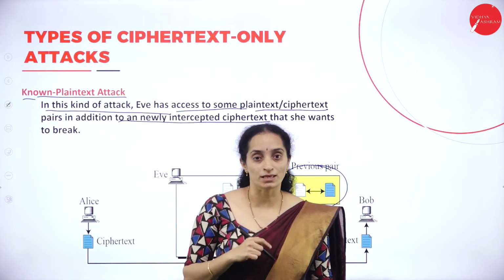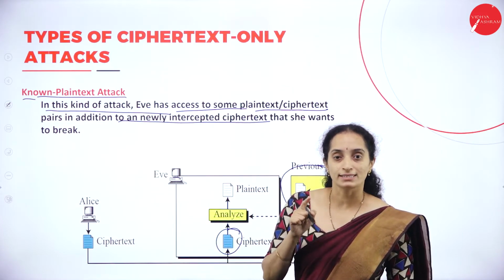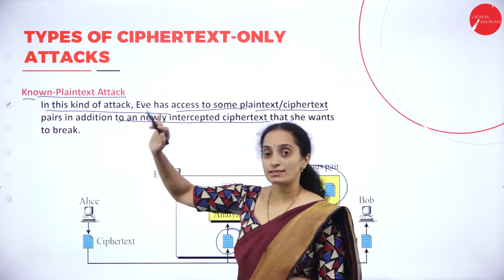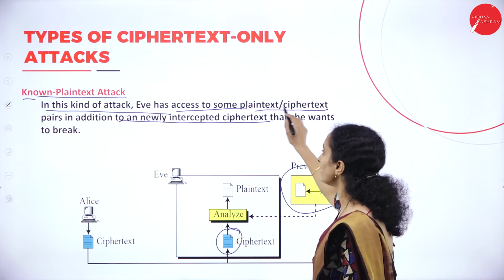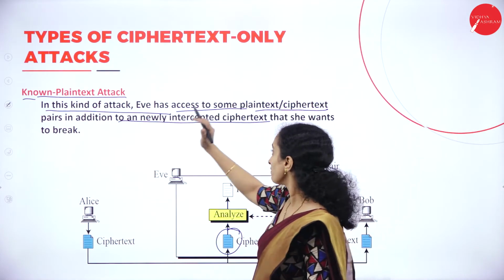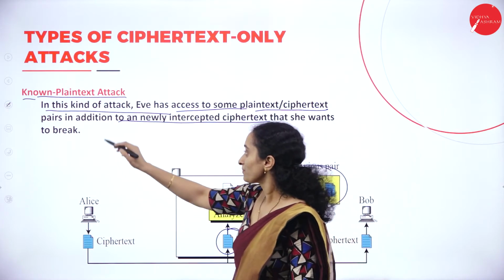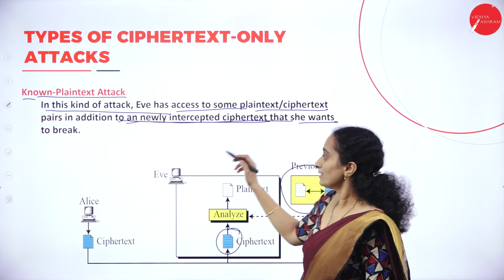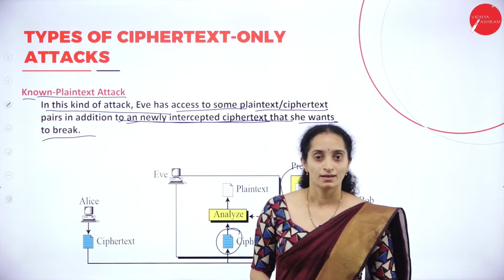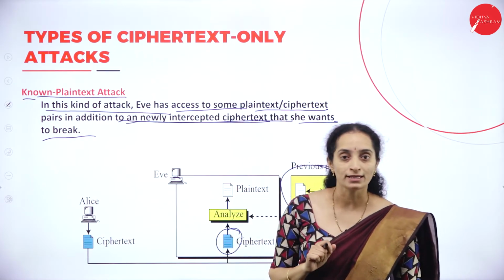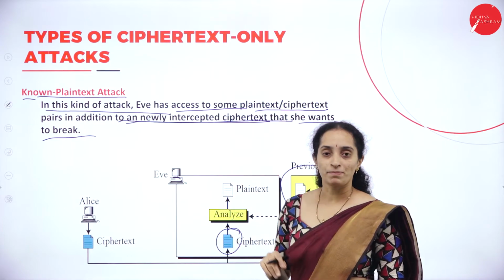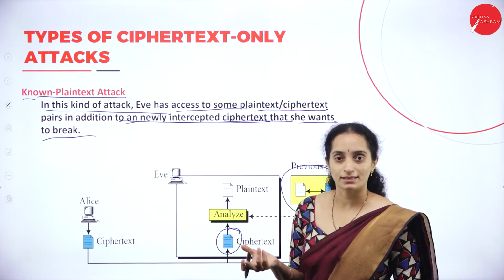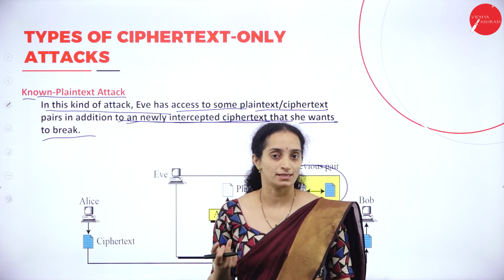Plain text is known to me previously. Now I know the plain text that has been sent by you to the receiver. So that is why it is called the known plain text attack. In this attack, she has access to the previous plain text and ciphertext pairs, in addition to the newly intercepted ciphertext that she wants to break. She will compare it with the previous plain text and she can get the message, or she assumes the message.